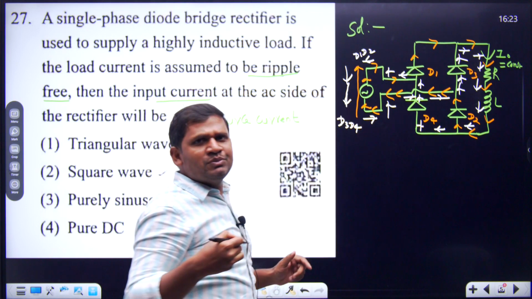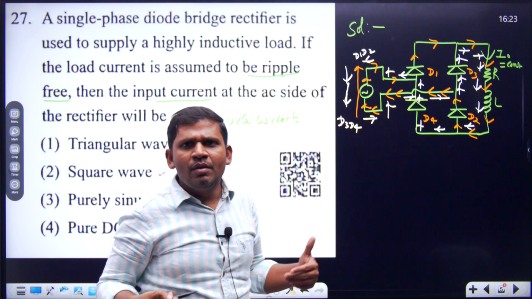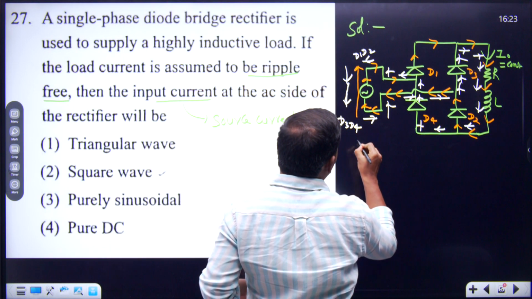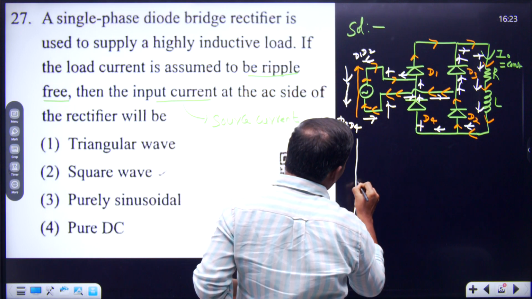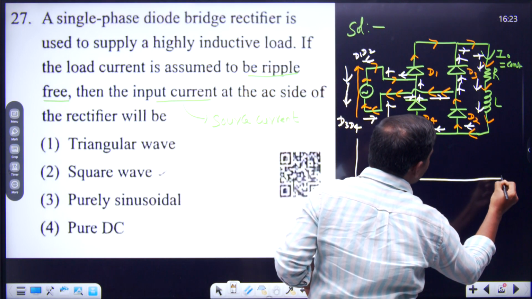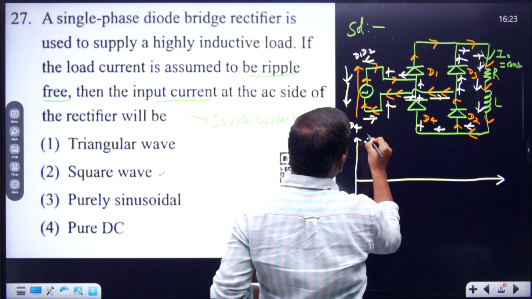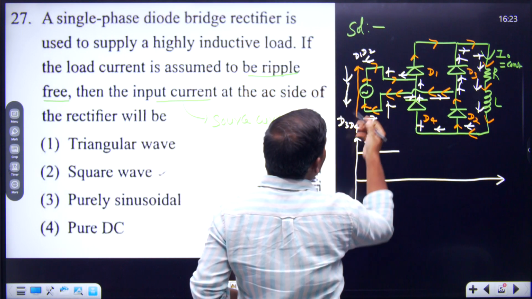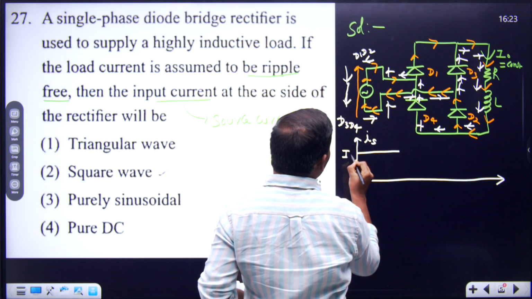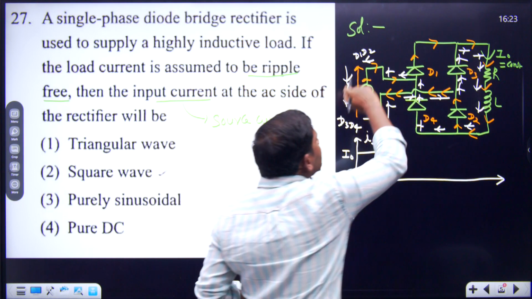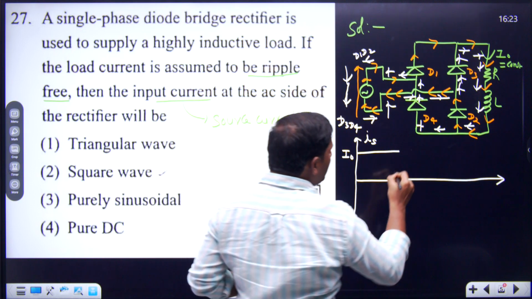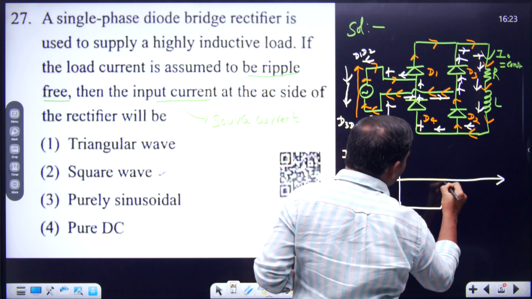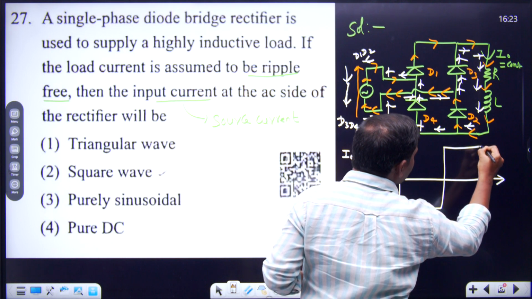That means the source is subjected to what nature of current, friends? Bidirectional nature of the current. But it is a constant current. If you draw the source current waveform, we can get a shape like this. For the full wave diode rectifier, if D1, D2 is conducting, I am taking positive. Whatever the load current is, that current only passes through the source. If D3, D4 is conducting, I am taking negative, because the source is subjected to bidirectional nature.